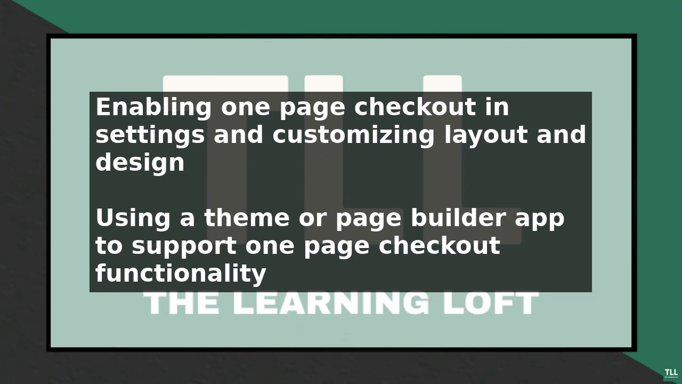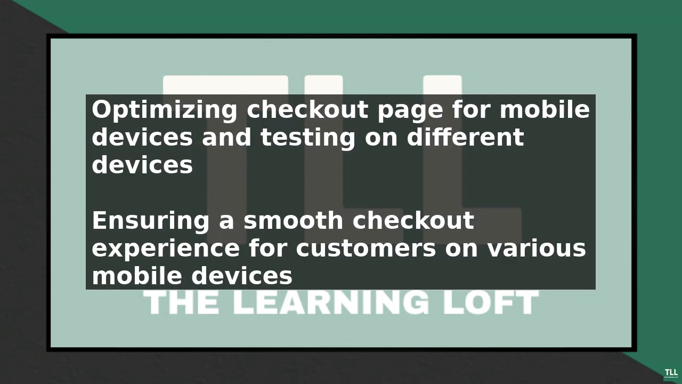After enabling one-page checkout, you need to customize the layout and design of your checkout page. You can do this by using a theme that supports one-page checkout or by using a page builder app. It is also important to optimize your checkout page for mobile devices, as most of the customers will be accessing your store from their mobile devices. You can test your checkout page on different devices to ensure that it is working smoothly.